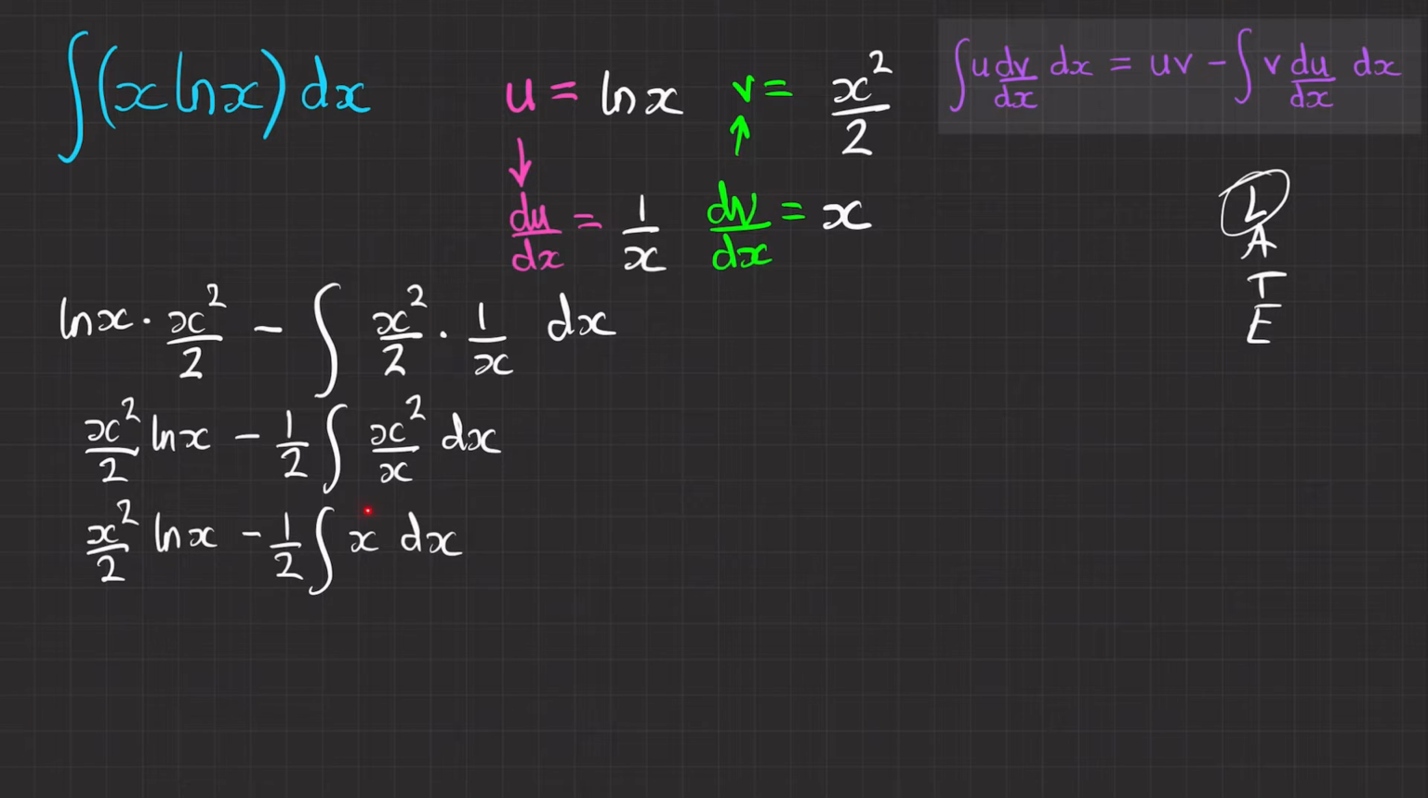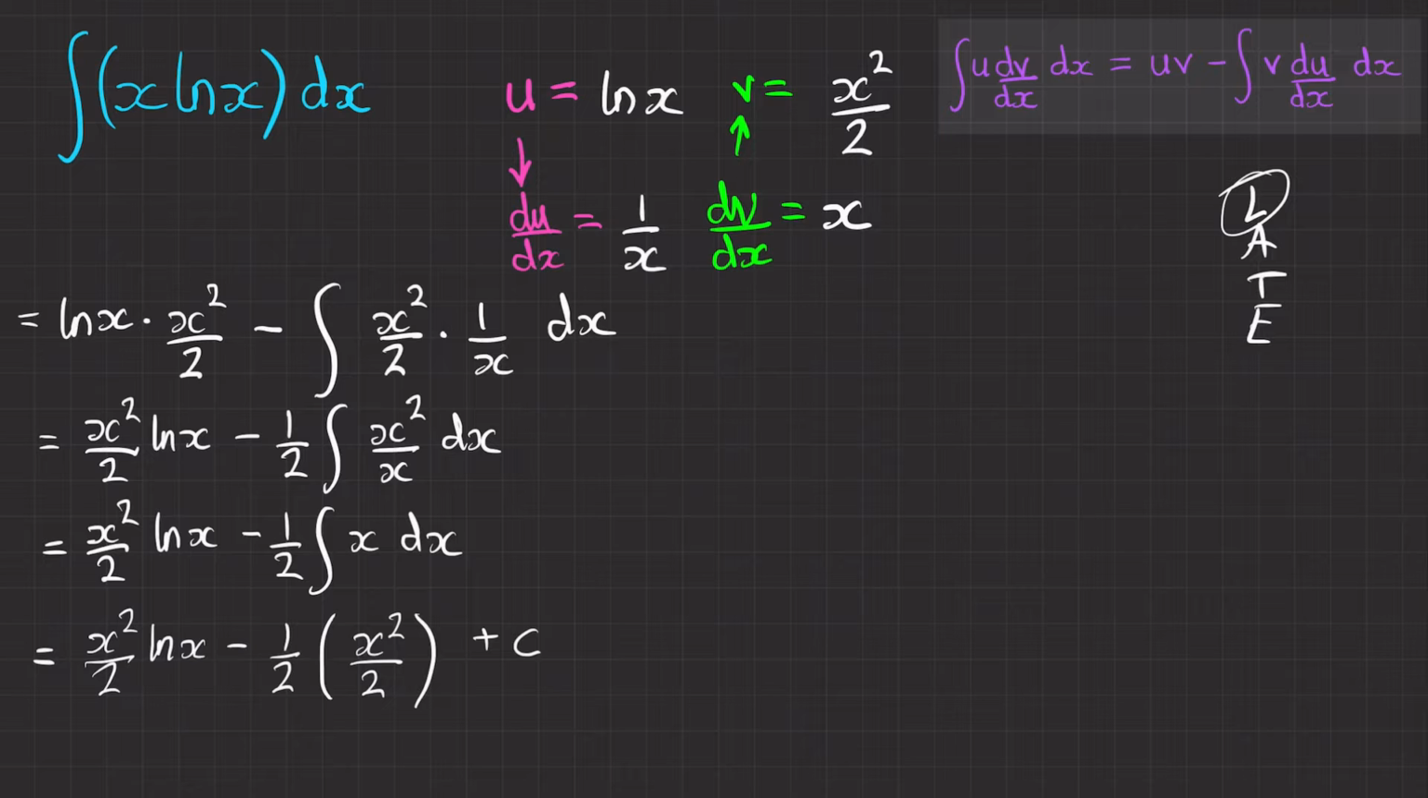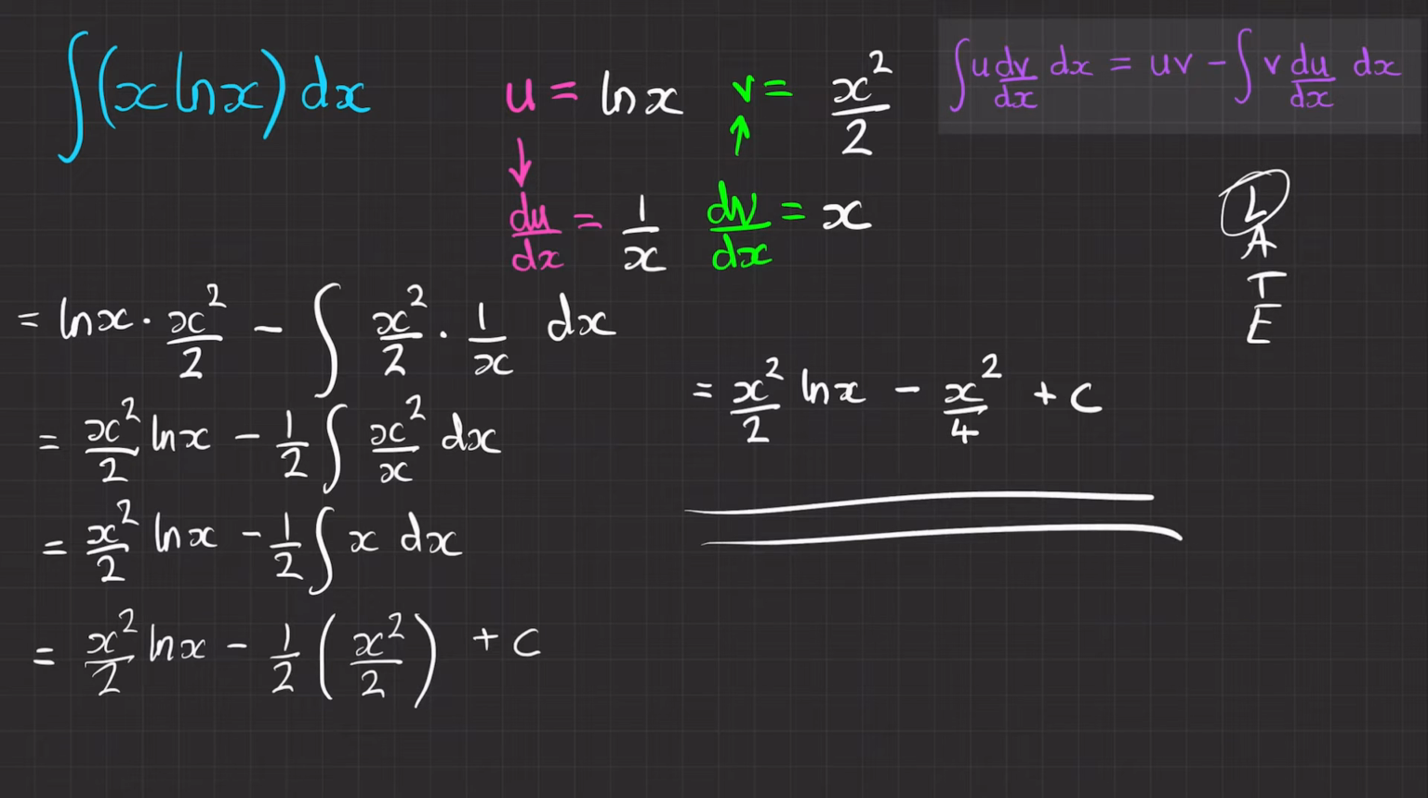At this point, all we need to do is integrate this x term, so this will become x squared over 2 ln x minus half of x squared over 2, because x squared over 2 is the integral of x, plus c. Simplify this down, so we'll have x squared over 2 ln x minus x squared over 4 plus c. And there's our final answer.